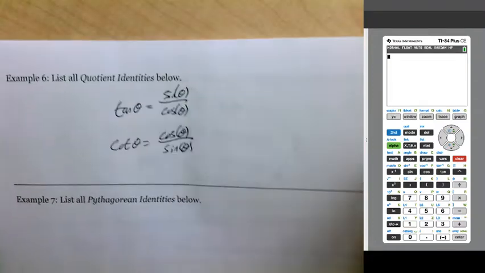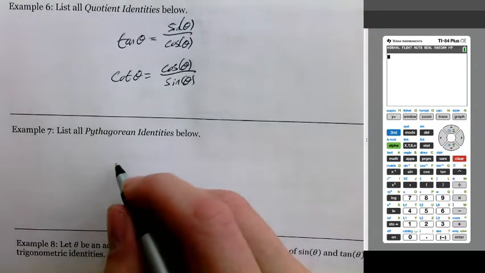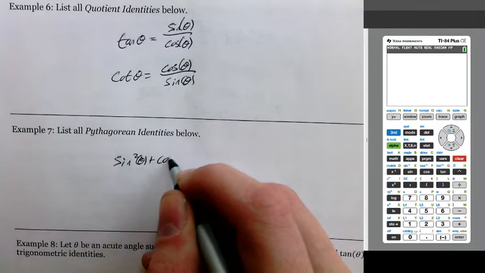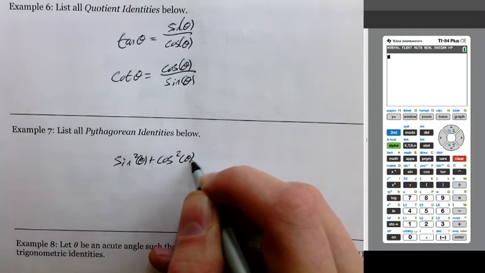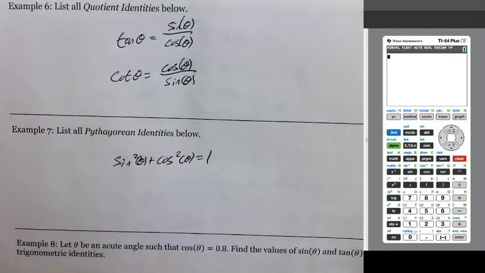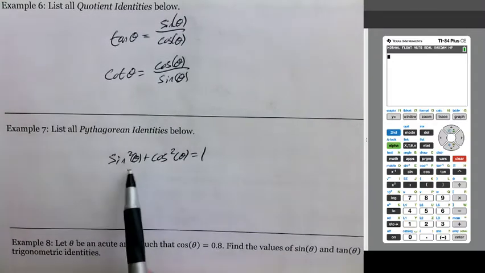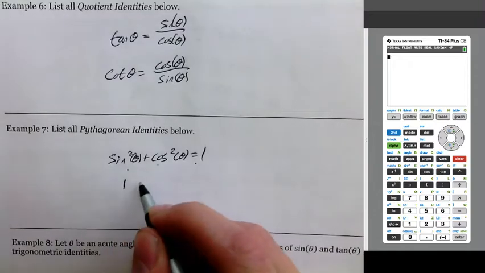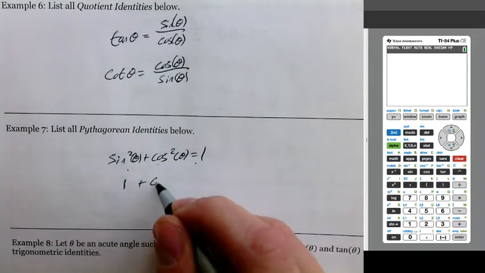Okay? Pythagorean identities, they all come from this main one, sine squared of theta plus cosine squared of theta equals 1. And you can get the other ones just by dividing everything, so by either sine squared or cosine squared. So if I divided everything by sine squared, sine squared over sine squared is going to be 1. Cosine squared over sine squared is going to be cotangent squared.